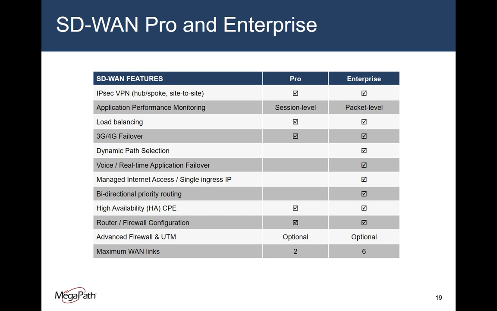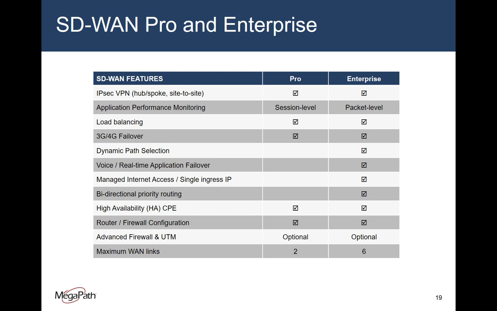We mentioned this before. Pro looks at the sessions. Enterprise looks at the packets. So in a failover scenario, Pro needs to tear down all the sessions and move them over to the remaining circuit and then stand everything back up again. It takes about 30 to 60 seconds. Enterprise is going to make real-time packet decisions for routing and do instant or real-time failover.